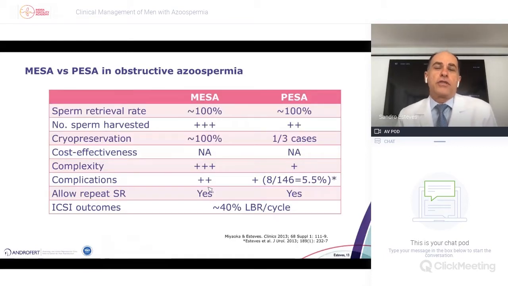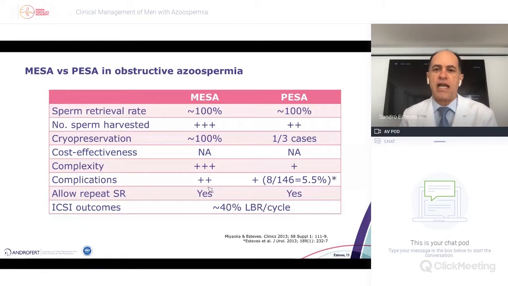So you can use the most, let's say, simple percutaneous epididymal sperm aspiration or even testicular sperm aspiration, or you can use the microsurgical epididymal sperm aspiration. As you can see in this table, the sperm retrieval rate is virtually 100%. The number of sperm harvested is going to be higher with MESA as compared with PESA and TESA. With MESA, we'll be able to do cryopreservation in 100% of cases.